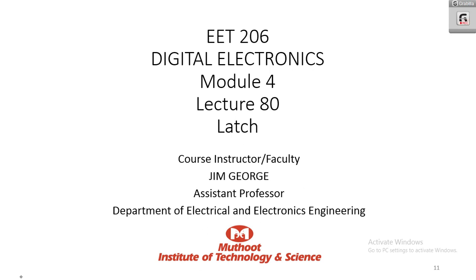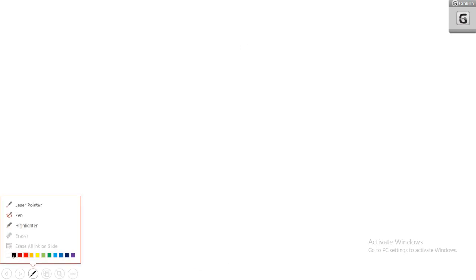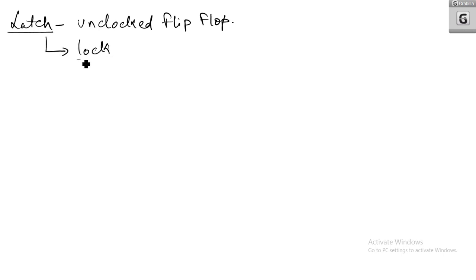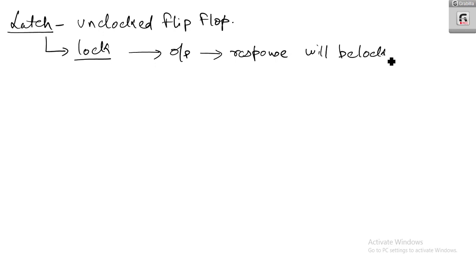This latch is also known as unclocked flip-flop. Now, what is the word meaning of latch? Latch means lock. So, in digital circuit, what is meant by a lock? Lock means the output, or whatever is the response of the sequential circuit, will be locked to 0 or 1.